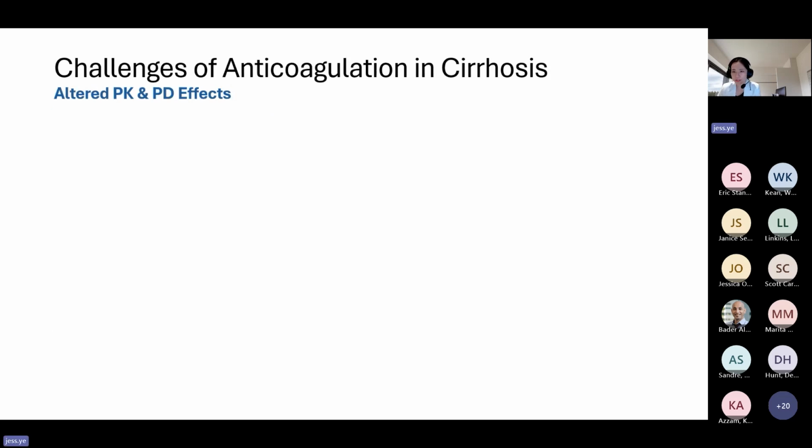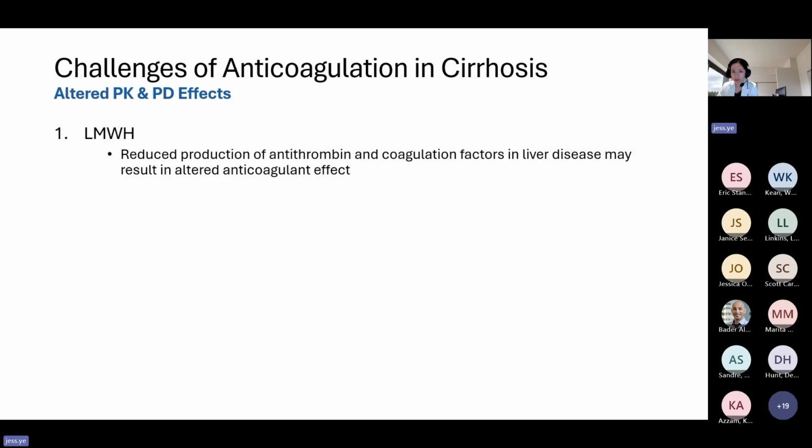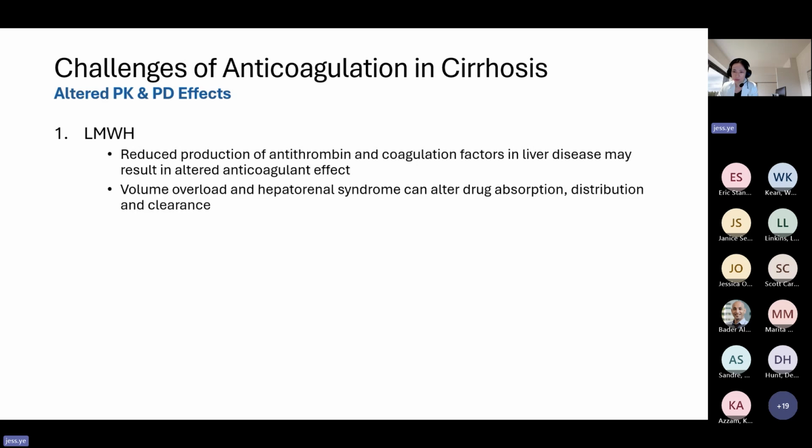The other challenge for anticoagulation in this patient population is altered pharmacokinetic and pharmacodynamic effects. Low molecular weight heparin is historically the anticoagulant choice in this patient population. It does potentiate the effect of antithrombin to exert its anticoagulant effect. As you can imagine, reduced production of antithrombin and almost all of the coagulation factors can lead to altered anticoagulant effect. In addition to that, volume overload and hepatorenal syndrome can alter drug absorption, distribution, and clearance.